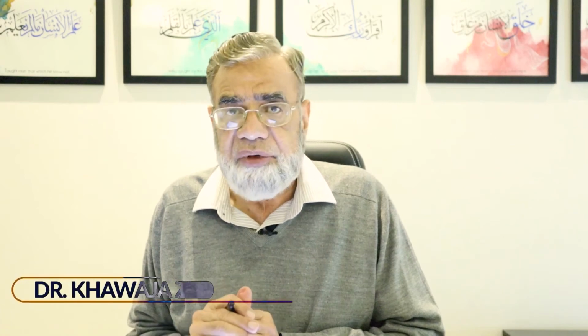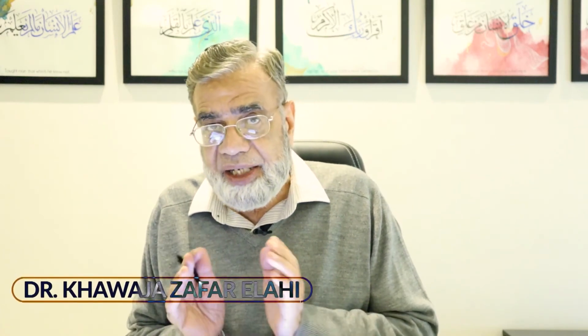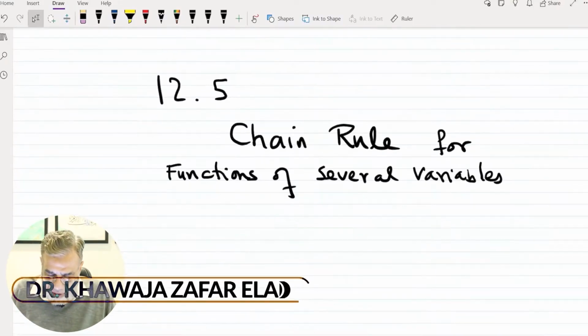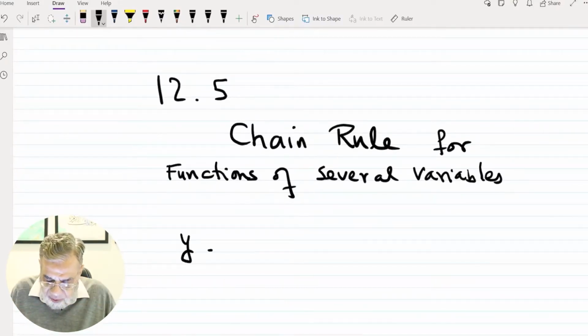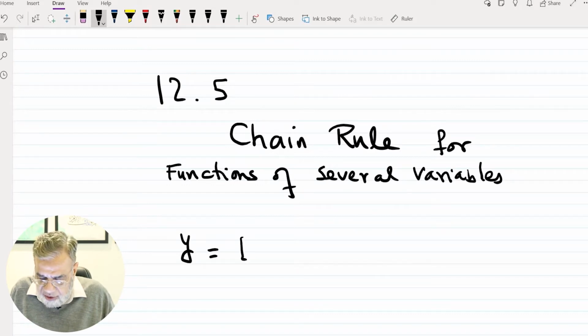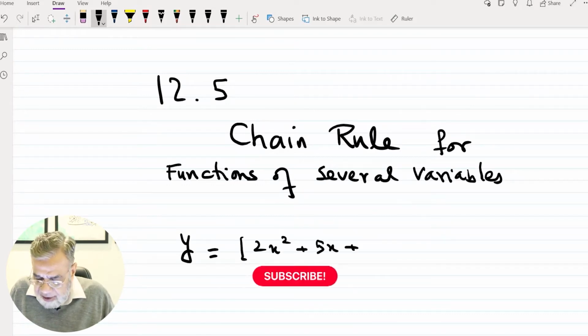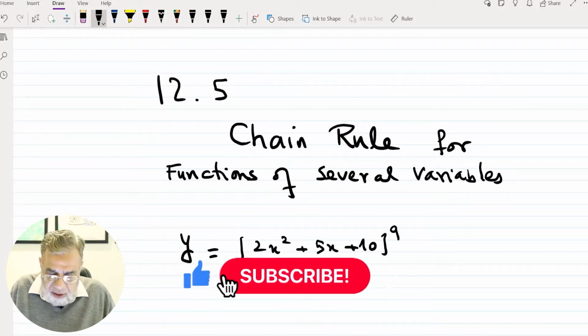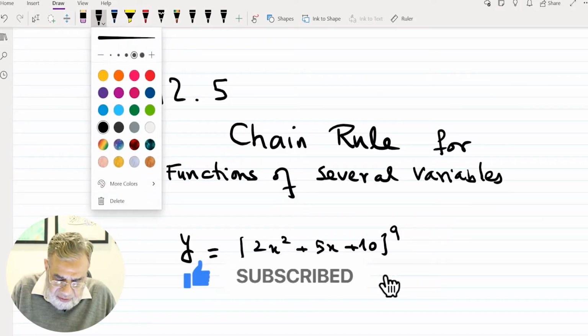This is the chain rule in the function of one variable, and we'll pick the idea from there and extend it to the function of more than one variable. I take an example. For example, I'm given y is equal to (2x squared plus 5x plus 10) to the power 9. I want to find the derivative of this.